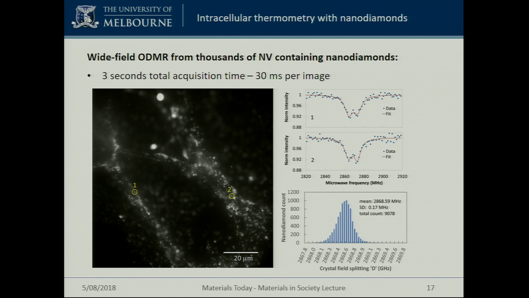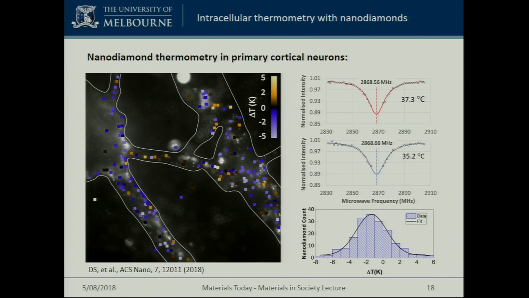And what we did was perform wide field ODMR by simply taking 30 millisecond exposures with different microwave frequencies. If you do that, within 3 seconds you can build up this ODMR spectrum. And within 3 seconds we have that ODMR spectrum for every nanodiamond that you see in that image. So this is a considerable scale up compared to confocal, when you're just looking at one.